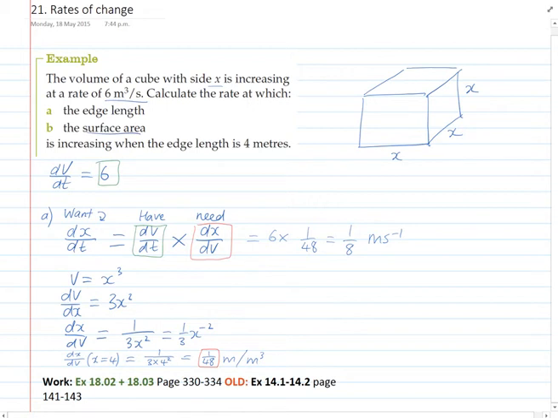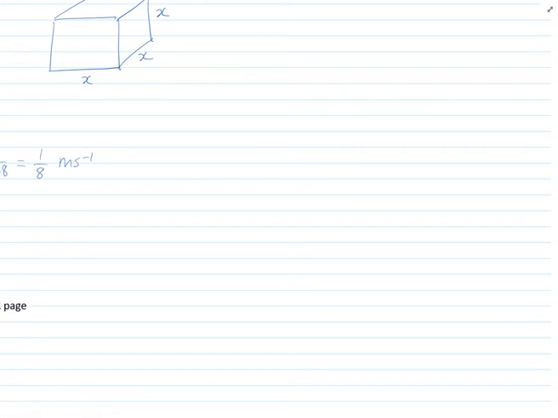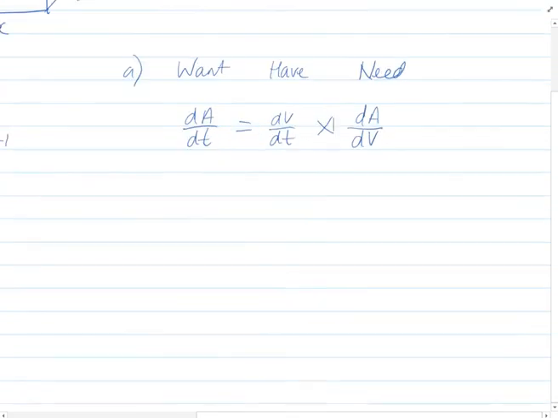Okay, so let's think about the surface area now. And so we'll go through the same process for surface area. So, we want surface area. So that's going to be dA by dt, and we have the volume dV by dt, and so we will need the t to remain on the bottom, we'll need the V to cancel out, and we'll need the A on top. So that's going to be the way our work formulates.